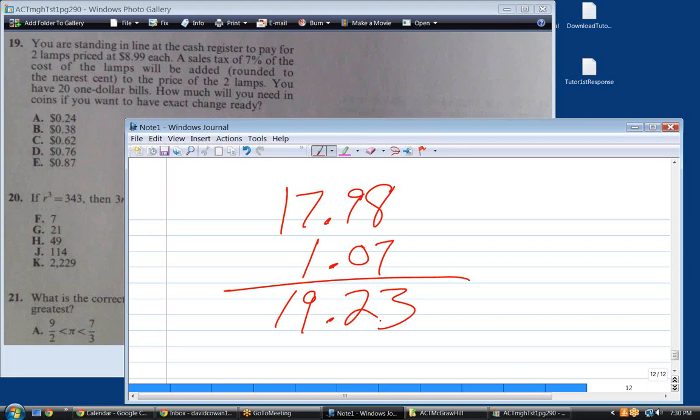Okay, so you subtract that from 20, right? No. If you walk into the store and you have $21 bills and the bill is $19.23 and you have some change in your pocket, how much exact change do you need? 23 cents. Oh, okay.